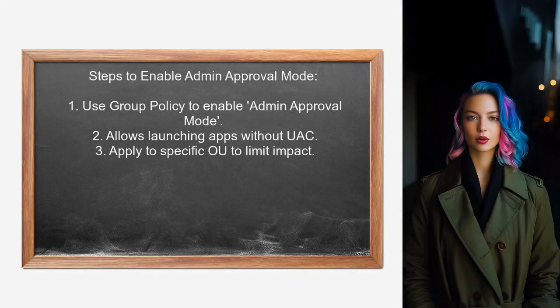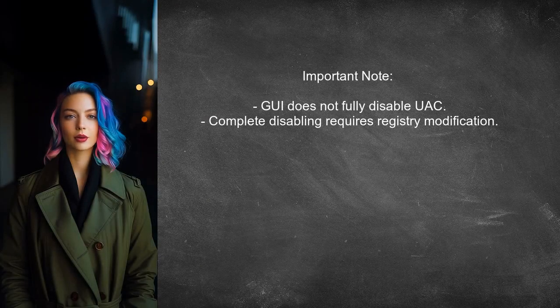They suggest enabling admin approval mode via group policy, which allows launching apps without UAC, but this has its own drawbacks. In their company, they apply this setting to a specific organizational unit to limit its impact. Finally, they note that while the GUI seems to disable UAC, it doesn't completely turn it off. The only way to fully disable it is through the registry key.